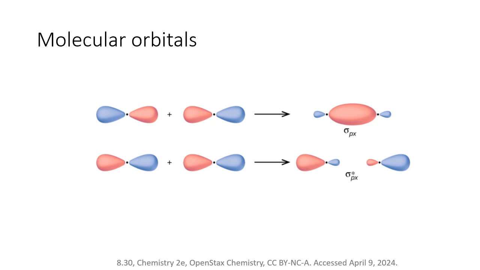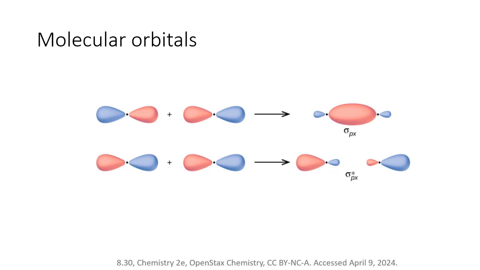So when two orbitals of the same phase come together, we get a bonding orbital, and we designate it as sigma because the overlap is along the bonding axis. We give it a p, right? We have sigma, overlap along the internuclear axis, a p because that's what we mixed to make the orbital, and an x because that is, again, what we mixed. We mixed px orbitals together.